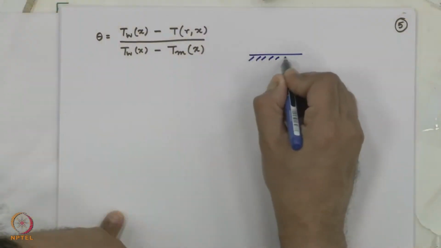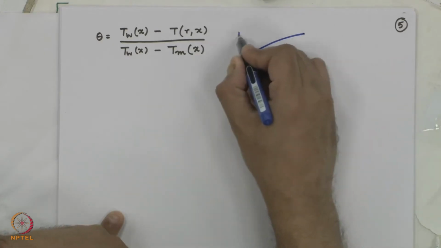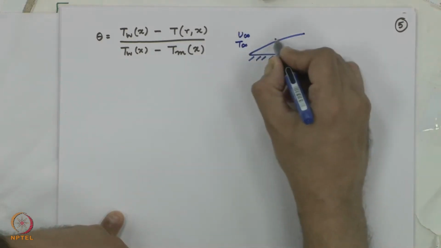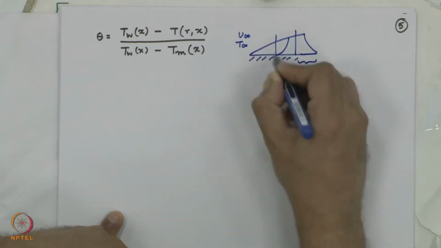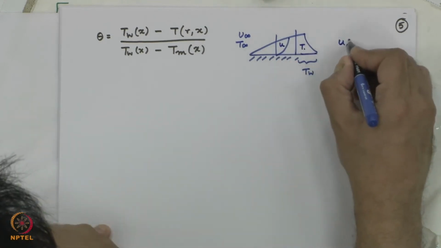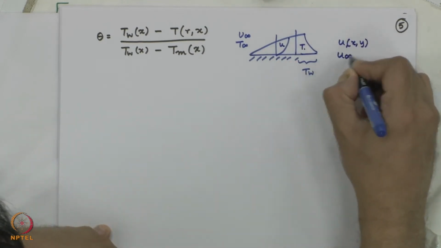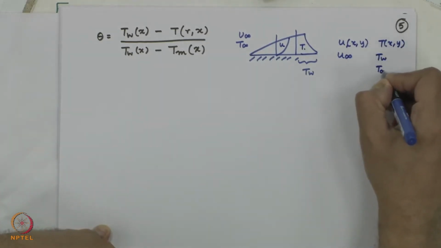So, here again I will draw an analogy between external flow in fluid mechanics and the heat transfer aspects of external flow. In external flow we would have seen this, but I am just bringing this to your notice again. You have u infinity, T infinity, you have u and T. T wall was there, u infinity, this is local u, this is local T. I was dealing with u local x comma y, u infinity, which is a constant, T local x comma y, T wall and T infinity.